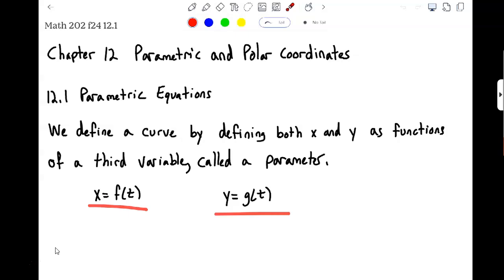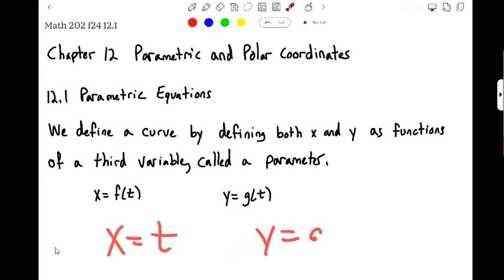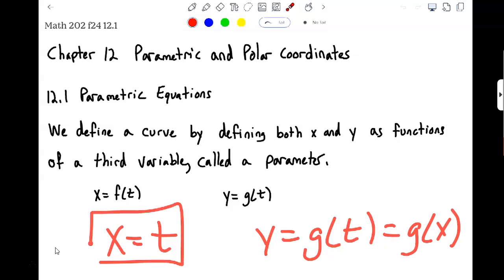Of course, every function that we've talked about previously can be thought of as a special case of a parametric equation where we just say x equals t, y equals g of t, which would just be g of x. So every function that we've ever talked about is actually just a parametric equation where the x variable is the same as the t parameter, and it kind of disappears.